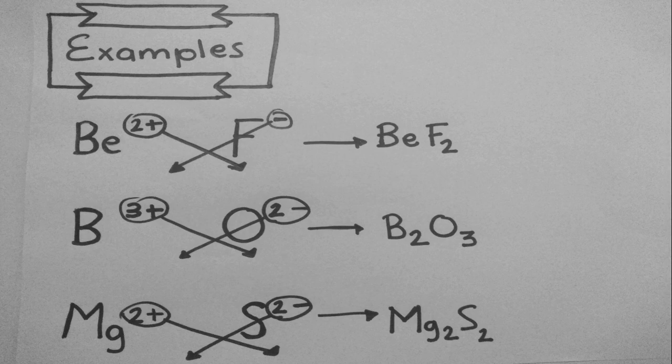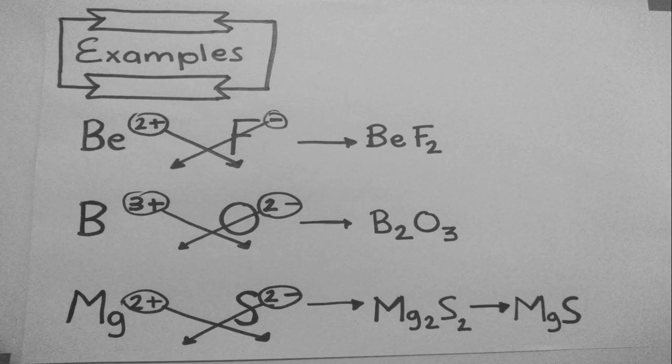In the third example, both have a charge of 2, magnesium and sulfur. So both will have a subscript of 2. What will happen here? Both are divisible by the same number, so their final formula will be magnesium without the 2 and sulfur without the 2.